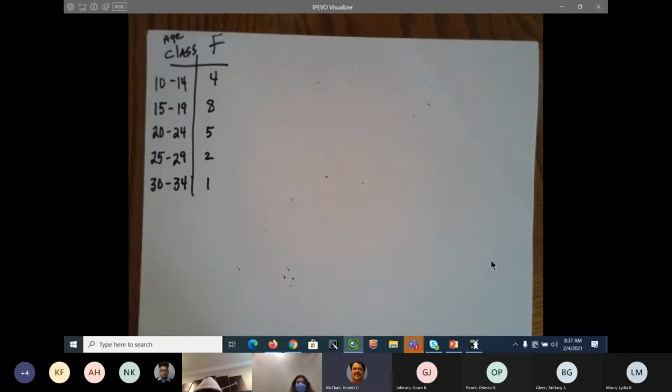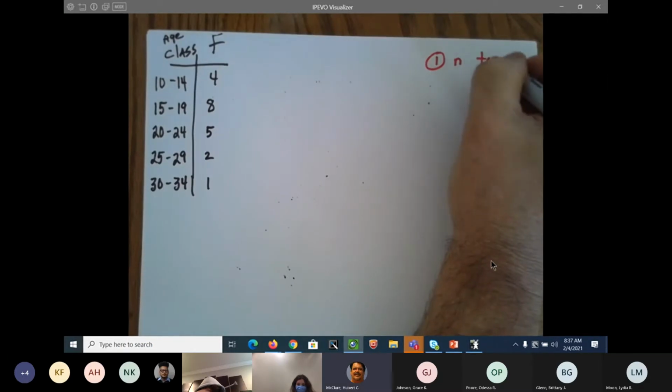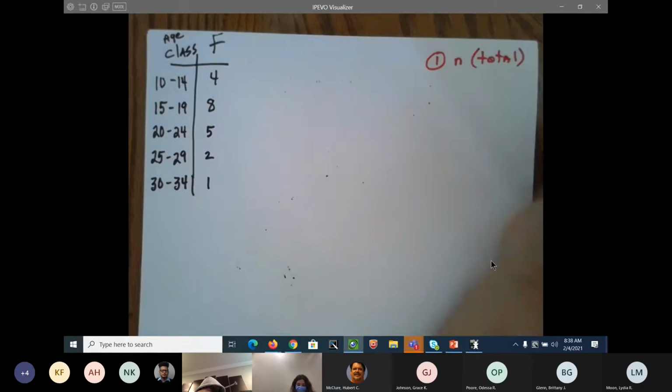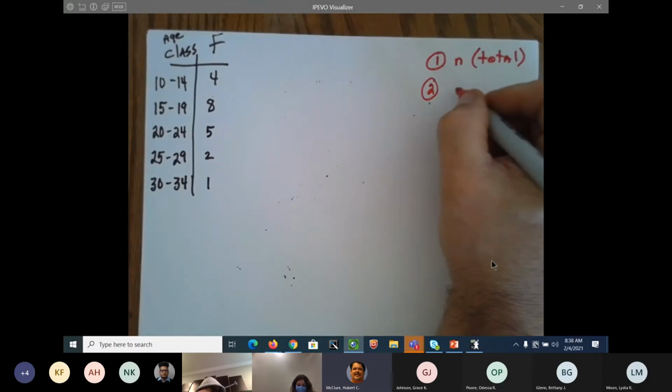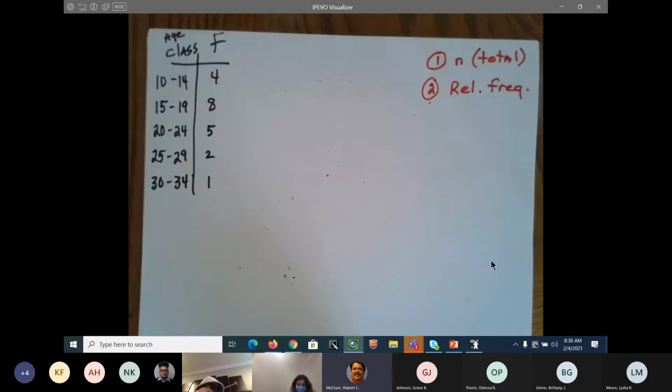And it is a test question, and it is a standardized test question. You will probably see on my test and on a standardized test, one of each at least. They're going to ask you N and the relative frequency first. So you can go ahead and we'll write this in red. One, the first thing they're going to ask you is N, or the total. The second thing they're going to ask you is relative frequency. And that's for all qualitative and quantitative.